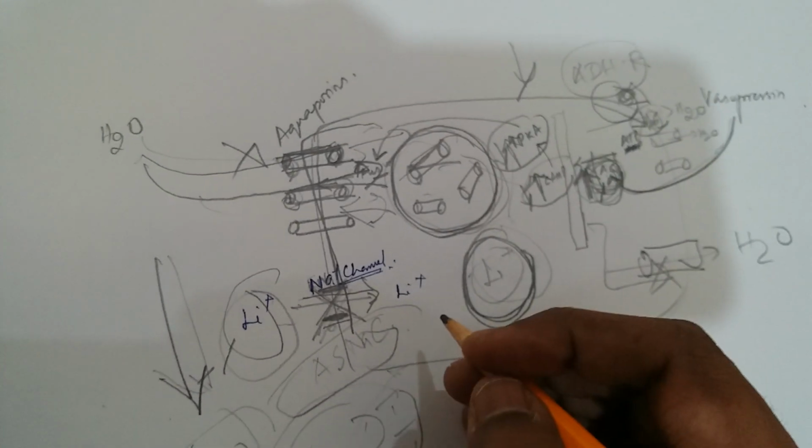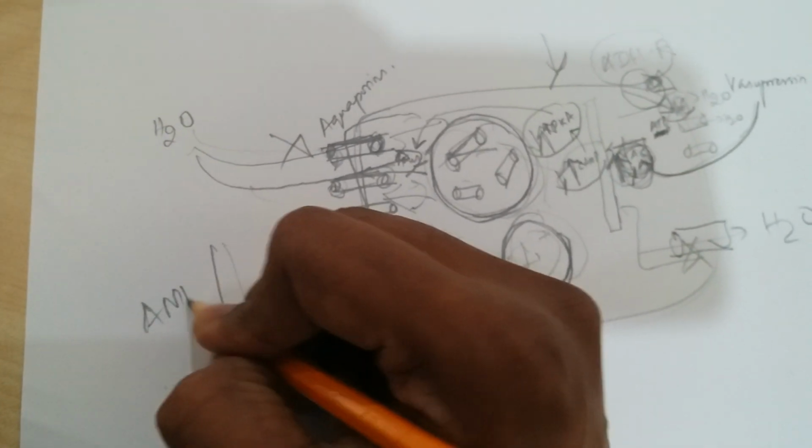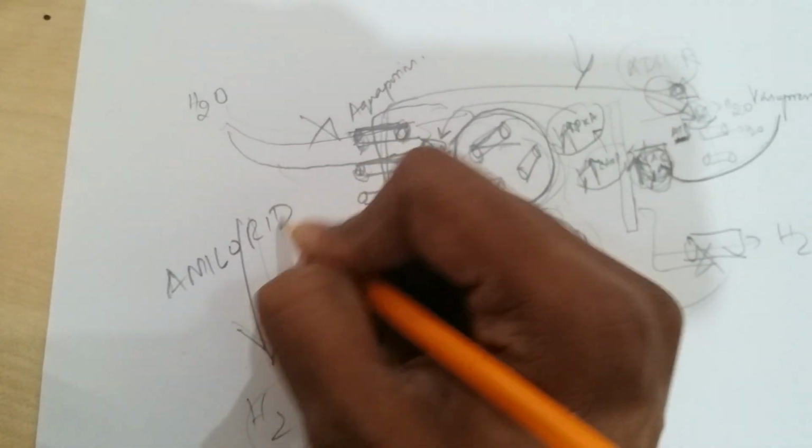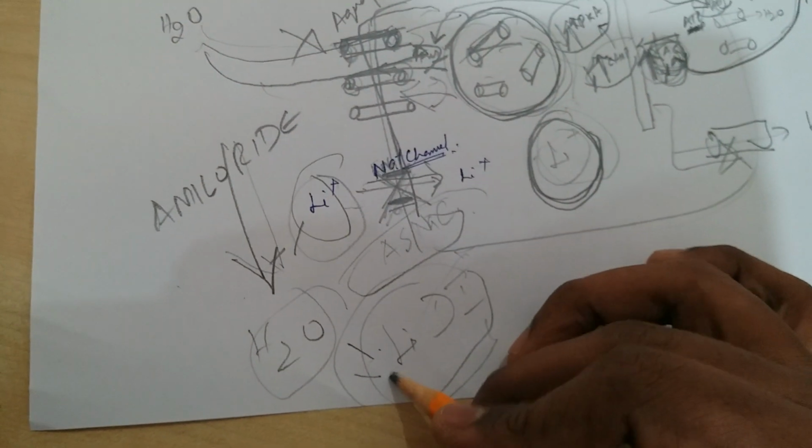So this is the mechanism of action of amiloride in lithium induced diabetes insipidus.